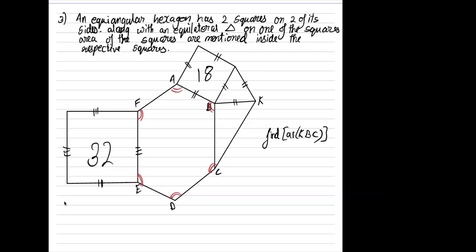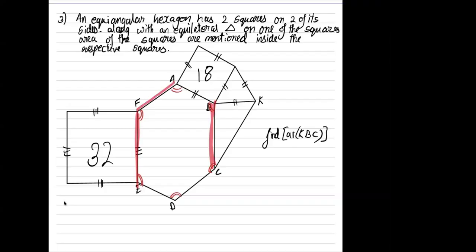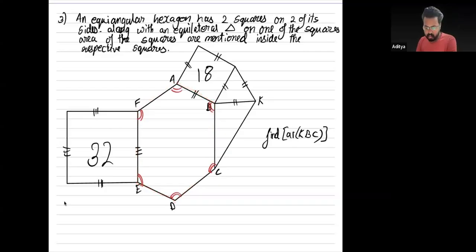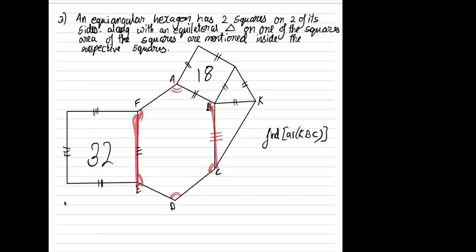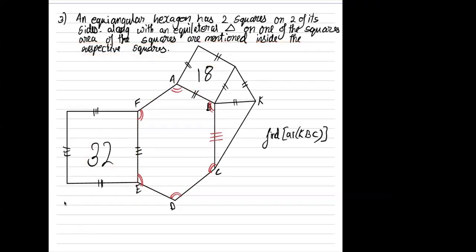Sir, I didn't understand how to do it. So what you have is this side is equal to this side. AF is equal to DC, and AB is equal to ED. Once you have this, you can say that this side is the same as FE. Sir, is 32 the perimeter? 32 is the area. These two areas of the squares are mentioned inside the respective squares. Oh, okay.